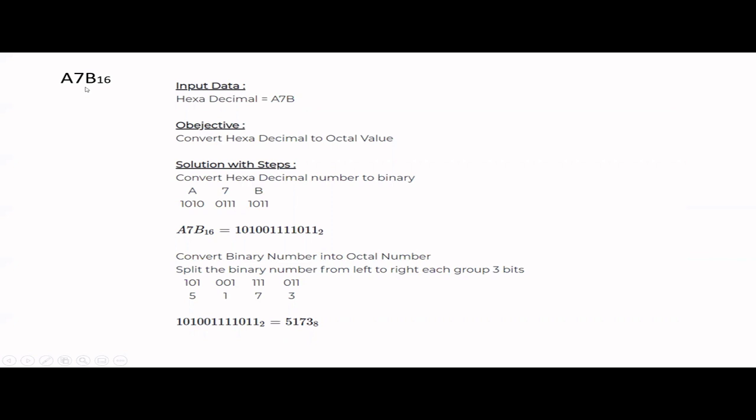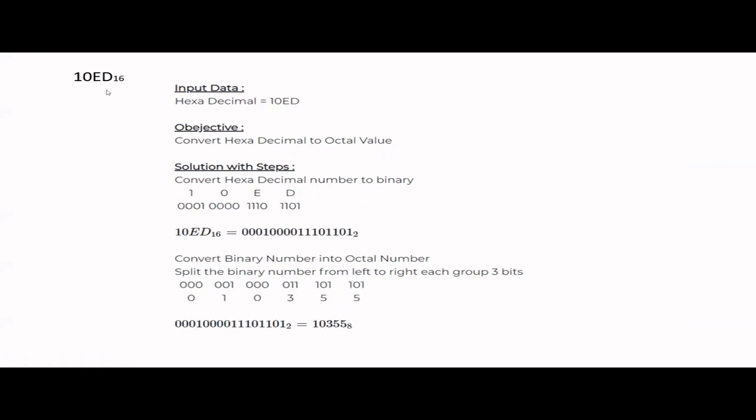Next one. A7B with base 16. So A7B, write it down. A is 10, B is 11. Accordingly, you make each of the digits binary format with 4 digits because this is a hexadecimal number. B is actually 11. So 11 you have done with 8, 2, 1. So that is 11. This is 7. And this A is 10, 1, 0, 1, 0. So this is the binary formation of this particular hexadecimal number. Then you start from the right hand side, divide it into clusters of 3. Then each number, this is 3, this is 7, this is 1, 1, 0, 1 means 5. So 5173, this is the octal number of this hexadecimal number.